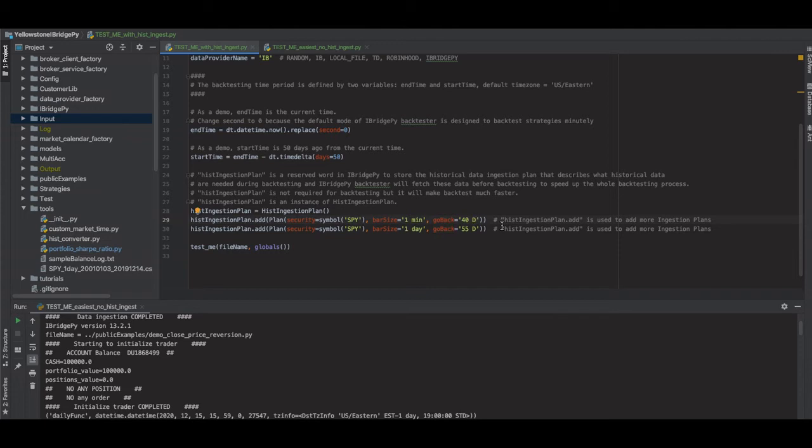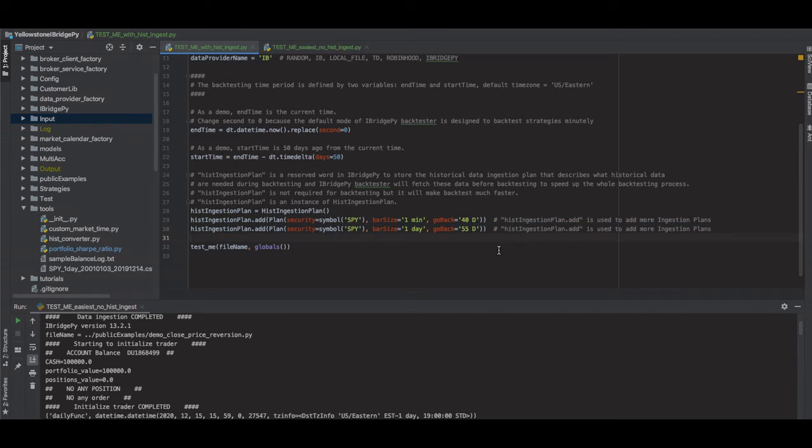Here, to backtest this strategy, I added 2 HistIngestion plans. One is SPY 1 minute, go back 40 days. The other one is SPY bar size 1 day and go back 50 days. I want to explain why these 2 plans are added. I want to explain this one first, because this one is more straightforward.